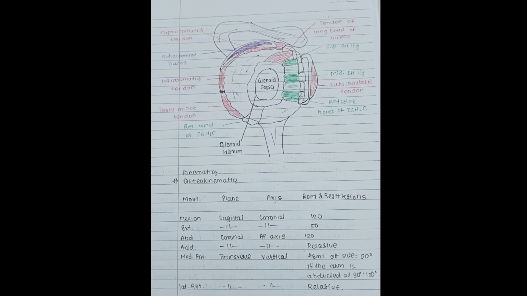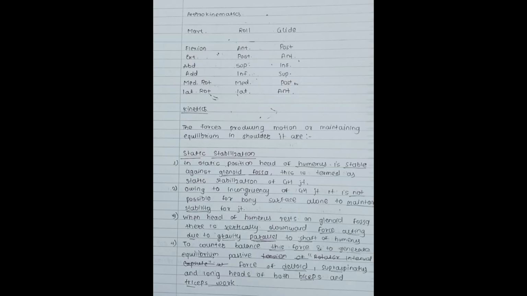So for the shoulder joint, write about the movements: flexion, extension, abduction, adduction, and medial and lateral rotation. Write about the plane, axis, range of motion and restrictions. Next is arthrokinematics. For the movement of flexion, it rolls anteriorly and glides posteriorly.